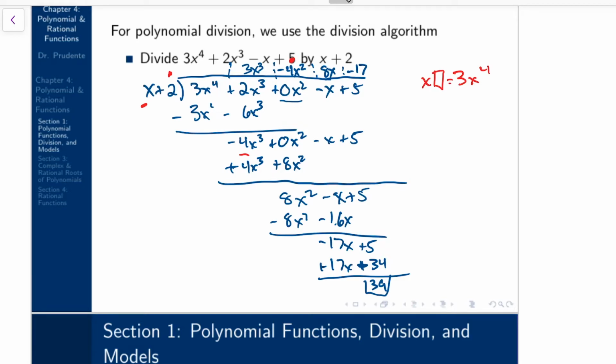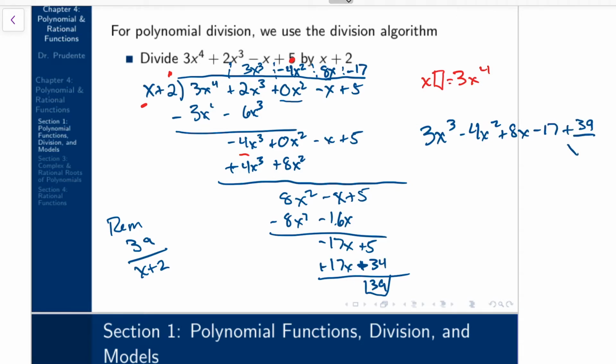And so just like before, whenever we have a remainder, we want to put that number over what I'm dividing by at the end. So my final answer will be 3x to the 3rd minus 4x squared plus 8x minus 17 plus 39 over x plus 2.